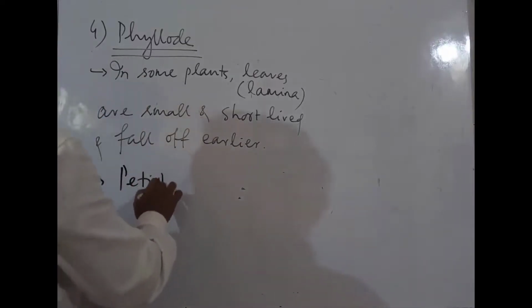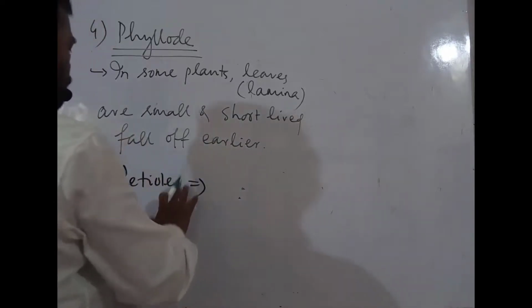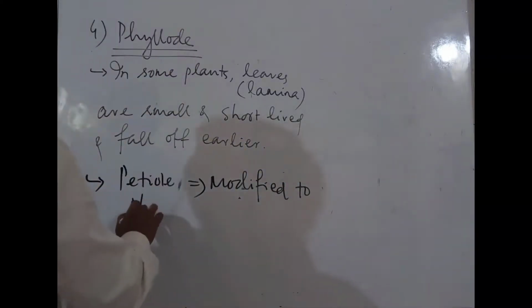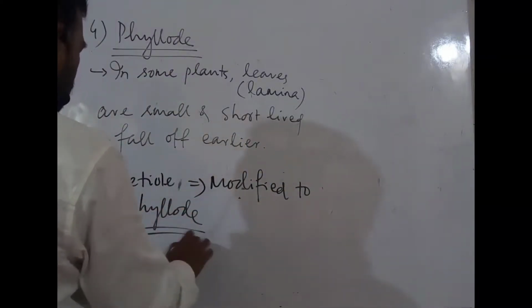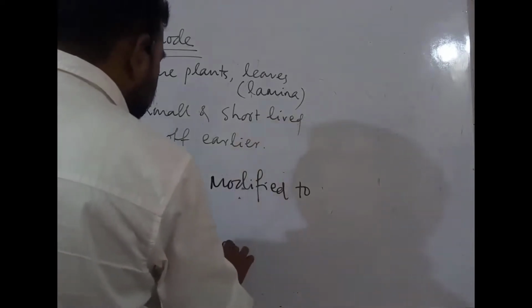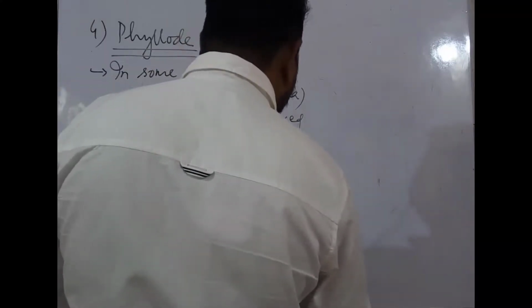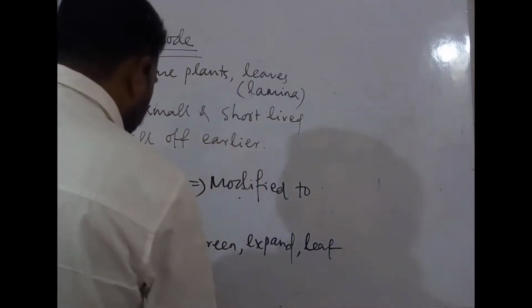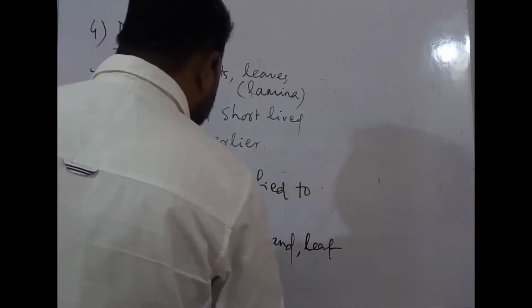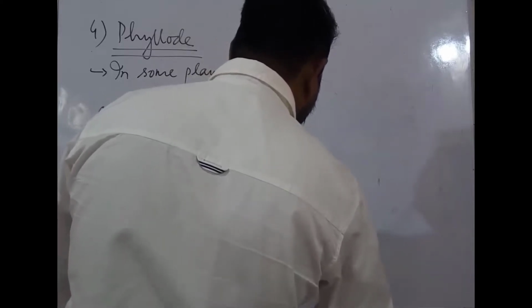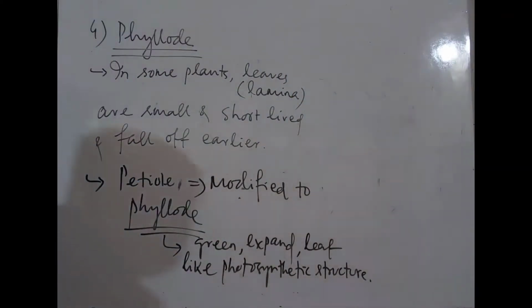So the petiole is modified to phyllodes. And what is this phyllodes? A green, expanded, leaf-like photosynthetic structure. Green expanded leaf-like photosynthetic structure. This one is called phyllodes.